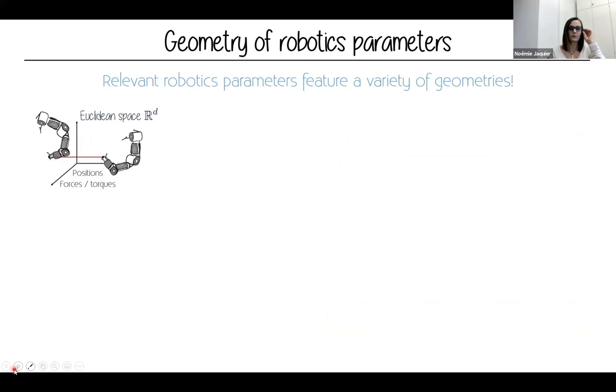For some examples, first of all, we have the classical Euclidean space. This is the one that is used in most Bayesian optimization algorithms that you can find in the literature. In robotics, we use it to represent the positions of the end effector, but also the forces and the torques that we apply on the robot. Then we have spaces that have more particular geometries. For example, we have the sphere that we use to represent orientation and, in general, directional data. This is in general for unit norm data, actually.